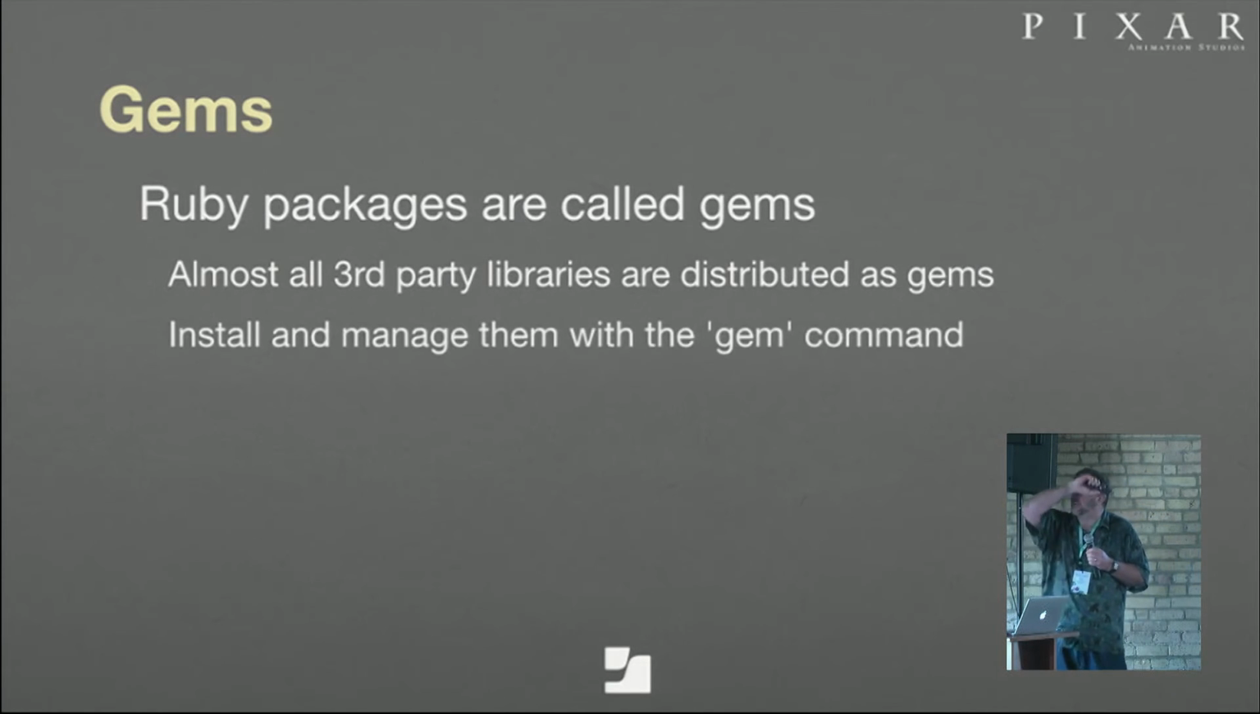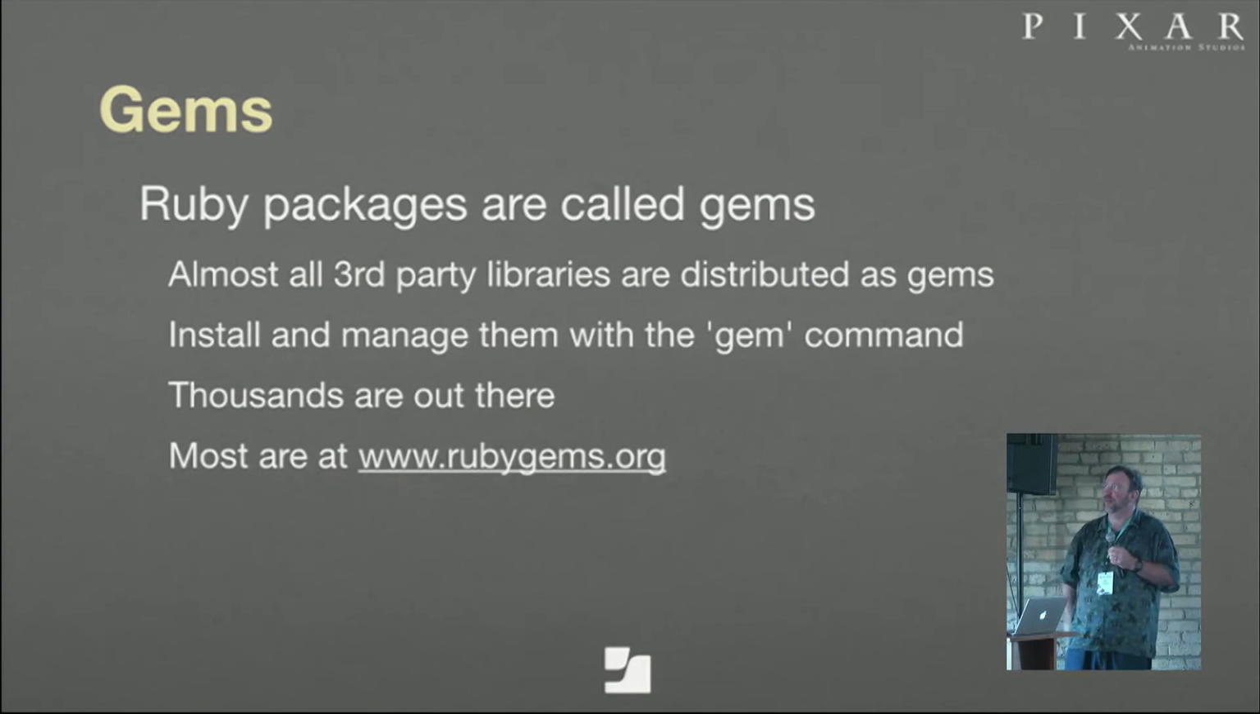Gems, Ruby packages are called gems. Almost all third-party libraries are distributed this way. You install and manage them with the gem command, which is a part of all Ruby installations, so it exists on all your Macs and anywhere else that has Ruby installed properly. There are thousands of them out there. Here's where you go to see most of them. The Ruby JSS library itself is there. The D3 library is there. Those are the two open source projects that I've built with this stuff. And yeah, there's thousands and thousands of libraries out there.